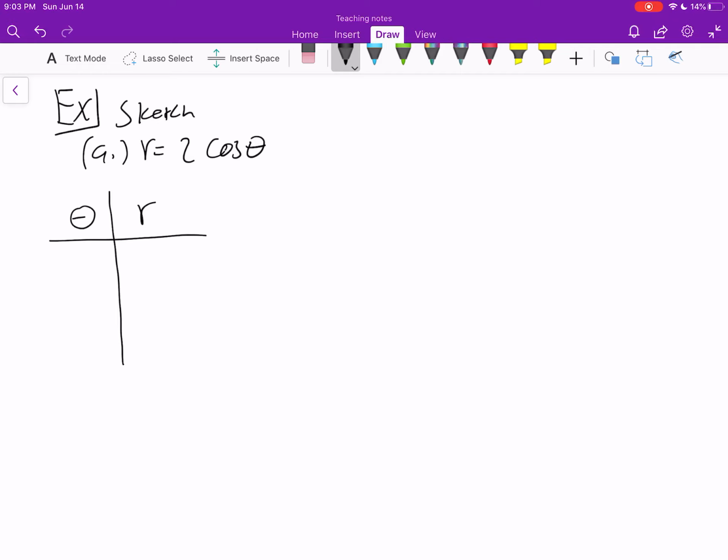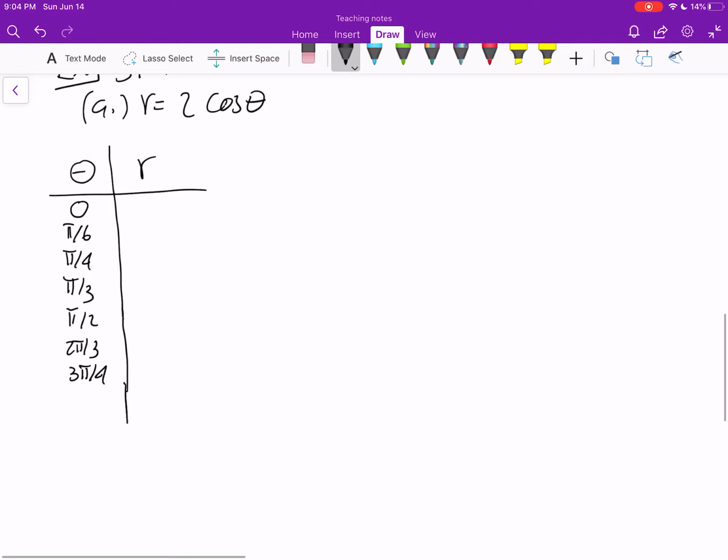So we're working with cosine here. So let's use angles that are convenient: 0, pi over 6, pi over 4, pi over 3, pi over 2, 2 pi over 3, 3 pi over 4, 5 pi over 6, and pi. So these are all values that I can easily plug into theta here.